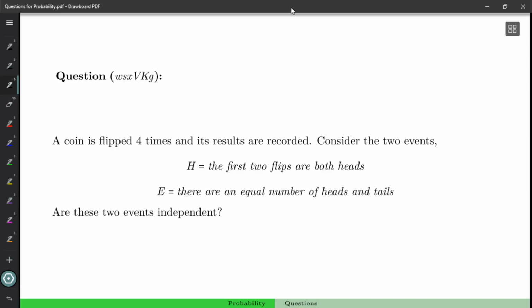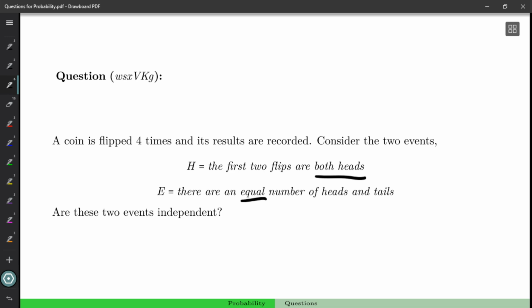A coin is flipped 4 times and its results are recorded. Consider the two events, H, the first 2 flips are both heads, and E, there is an equal number of heads and tails. Are these 2 events independent?